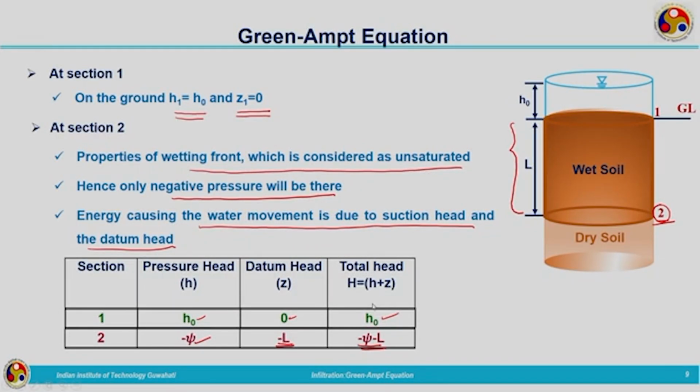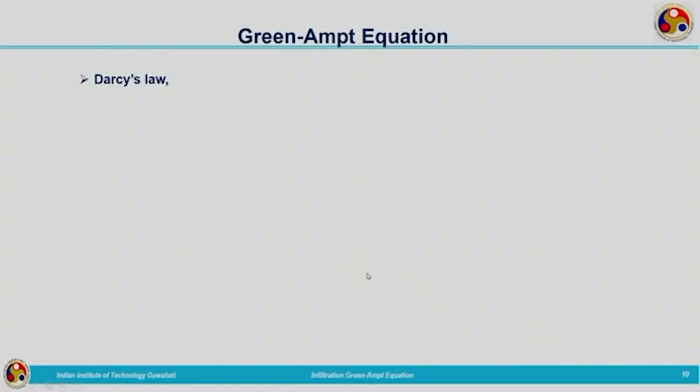So, we got the expressions corresponding to H1, H2, Z1, Z2: the head causing the flow at section 1, the head causing the flow at section 2, and the datum corresponding to sections 1 and 2. Now we go to Darcy's law and substitute these values. Q is equal to minus K del H by del Z. We have seen it can be written as f is equal to K times H1 minus H2 divided by Z1 minus Z2.